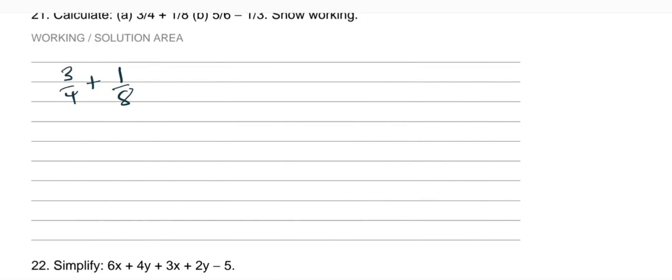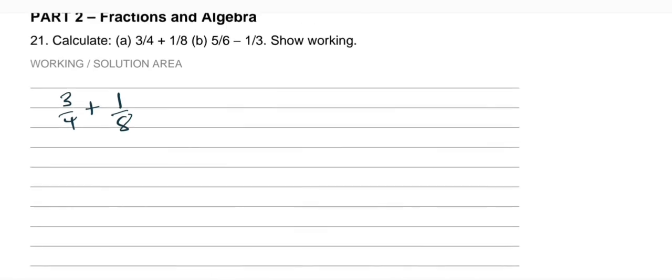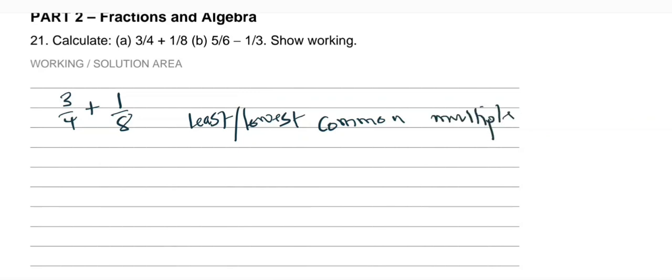So now the second way you can use without drawing the rectangles is to use calculation. There is something that we call least or lowest common multiple. Have you heard it before? So there's something called lowest common multiple or least common multiple, or LCM. Have you seen it? Okay.